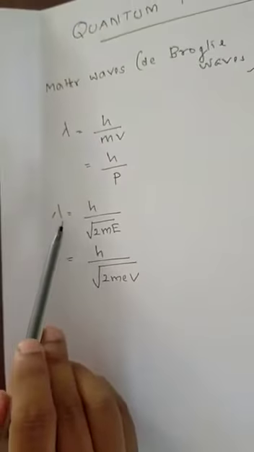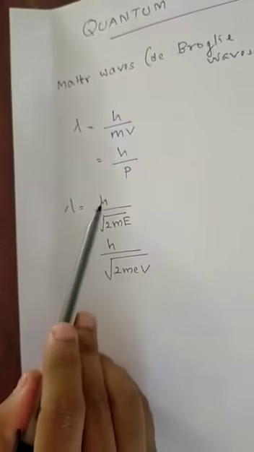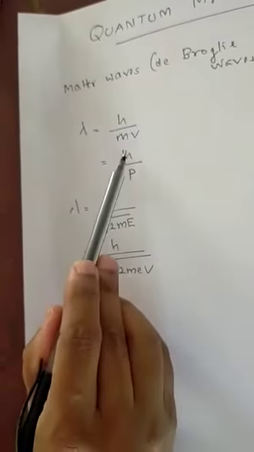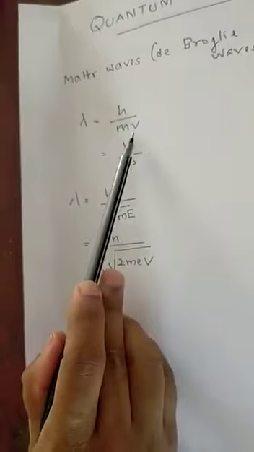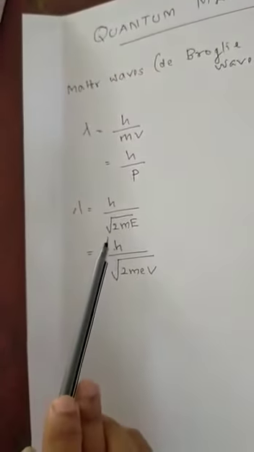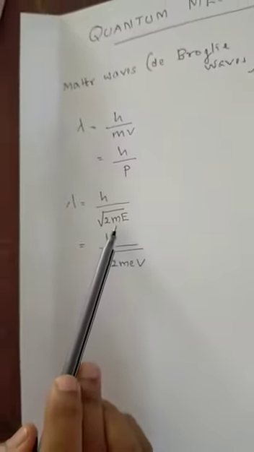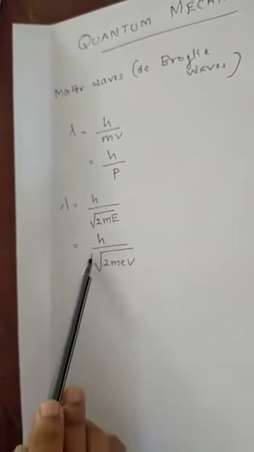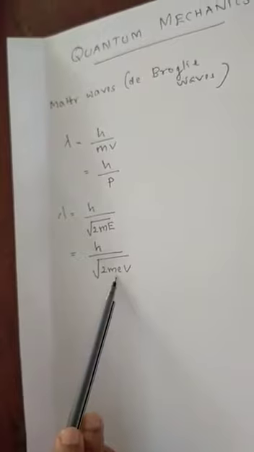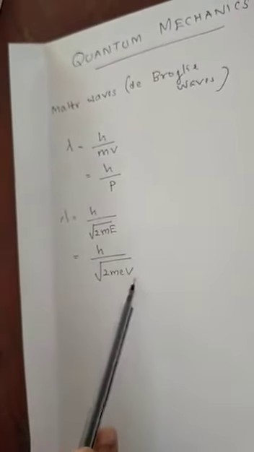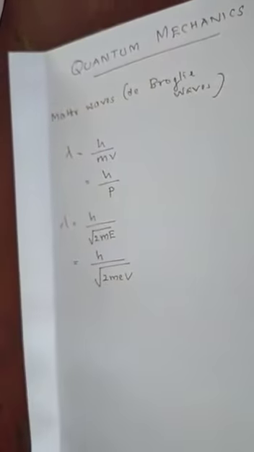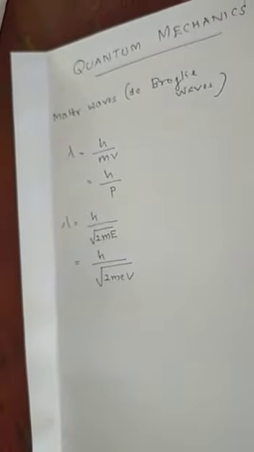So these are the relations of wavelength: lambda equal to h by p or h by mv, where v is the velocity; and h divided by root of 2mE, where E is the kinetic energy and m is the mass; which is equal to h by root of 2meV, where V is the potential. So this is the matter wave relation.